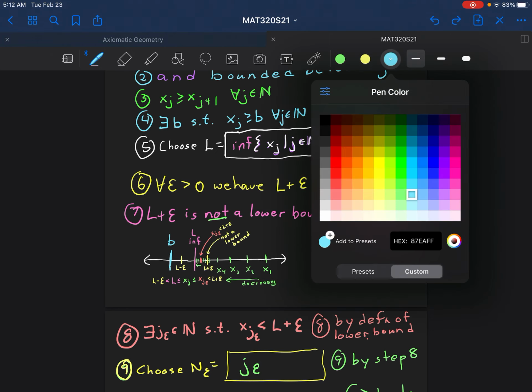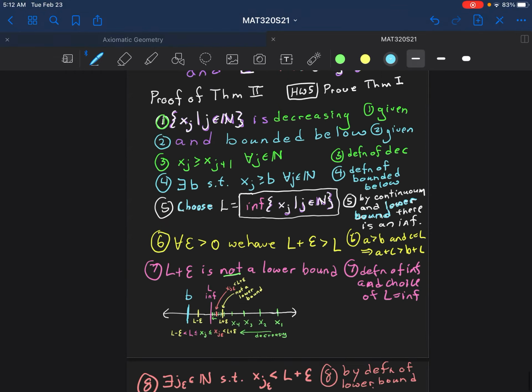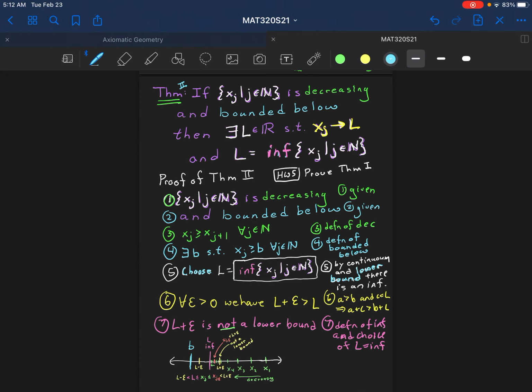Let's really emphasize this with a little bit of blue, because we didn't emphasize this. We use it right here. There's a lower bound. In step five, in the justification of step five, we use that there is a lower bound so that we can choose L. So the way we're able to choose L is using the fact that we have a lower bound. You have an infimum only when there's a lower bound. If there's no lower bound, there was no infimum. So that's how we use bounded below.